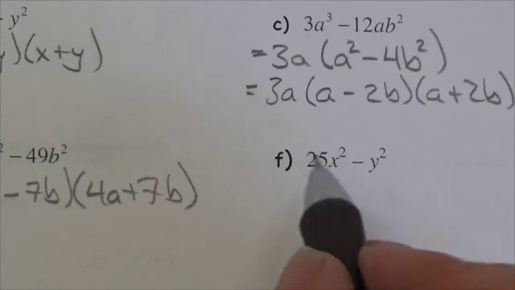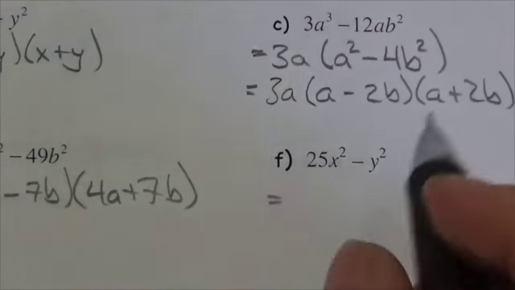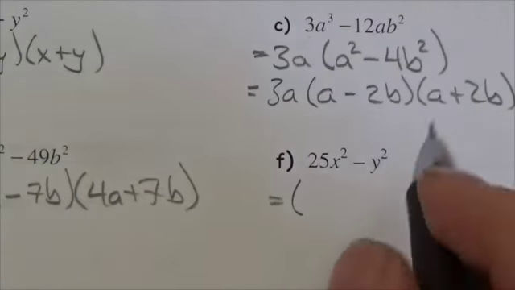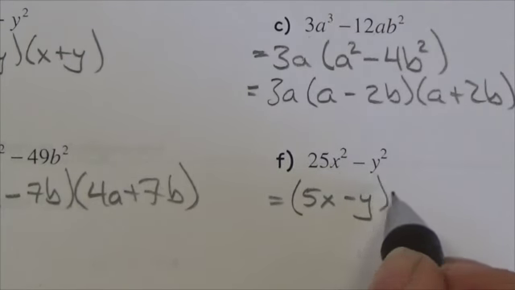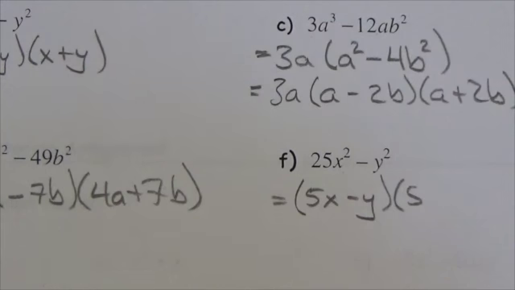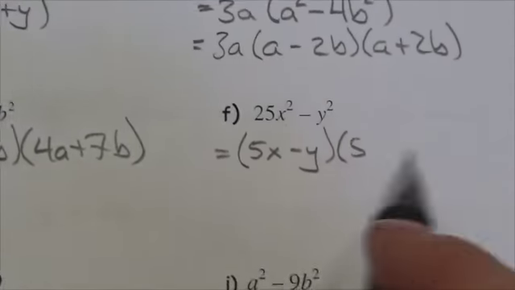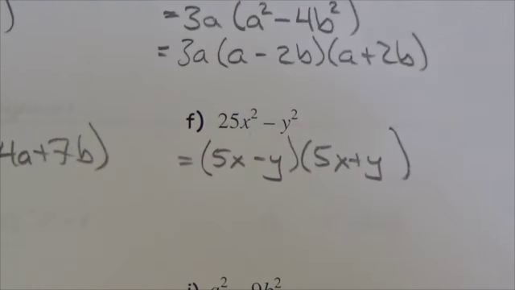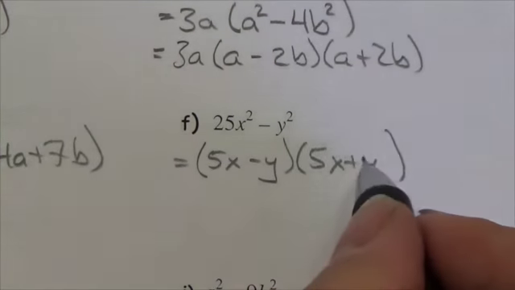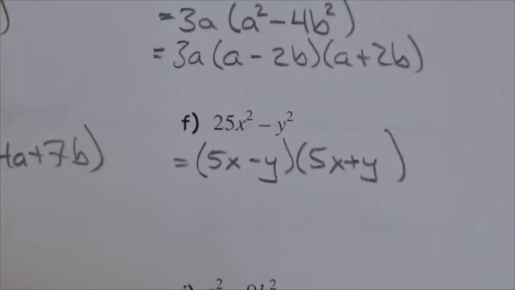25x squared minus y squared. Okay, well, again, the first term is a perfect square. The square root here will be 5x, sorry, I don't know why I said a. 5x minus y, and then followed by 5x plus y. Oops, I'm sure that looks like a plus sign.